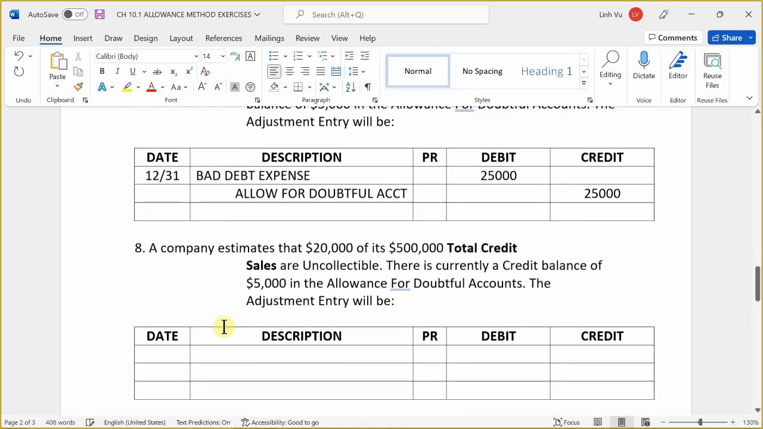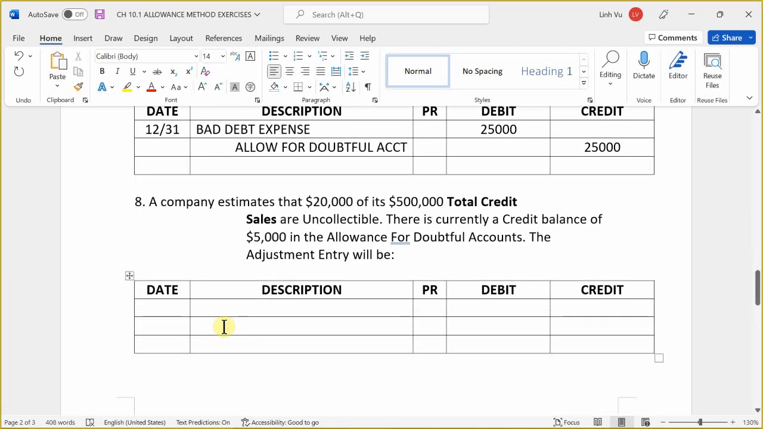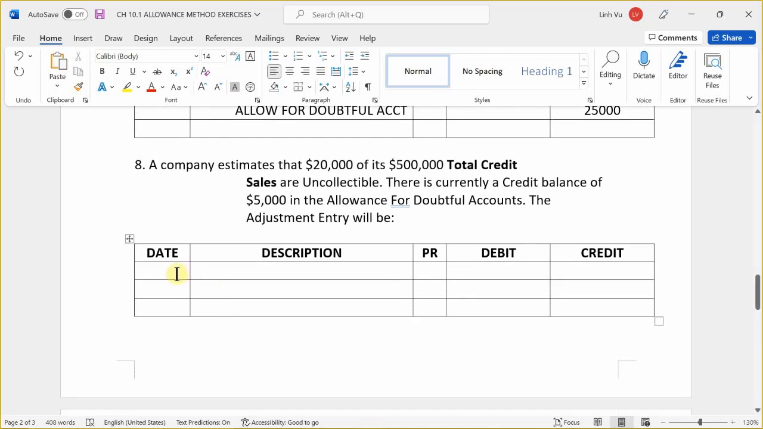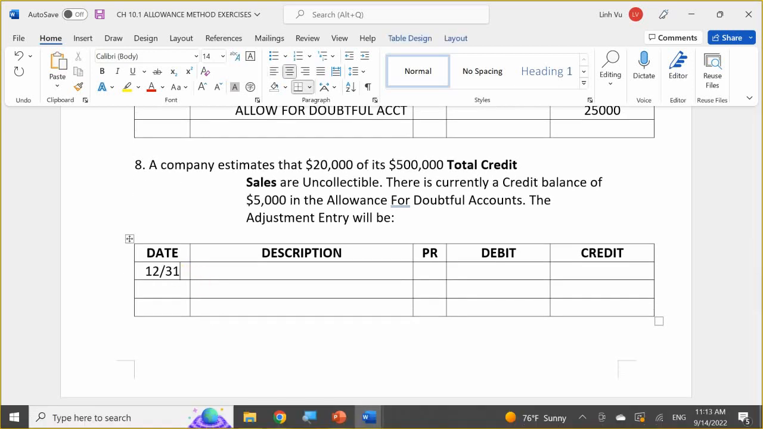Question number 8. Your company estimates that 20,000 of a 500,000 total credit sales is to be uncollectible, and there's currently a credit balance of $5,000 in the allowance for doubtful accounts. The adjustment entry will be... Okay, so this is going to be the other one, the income statement method. Correct.